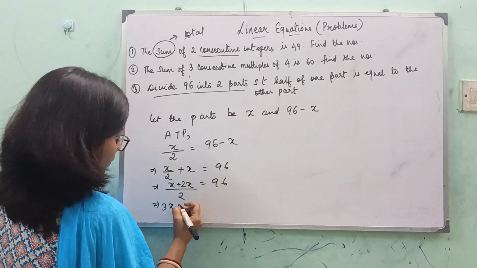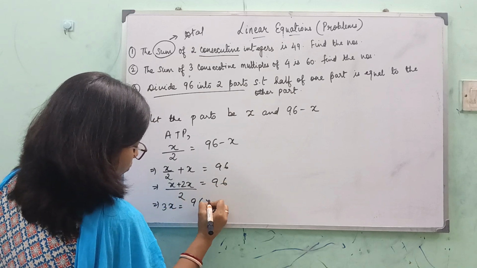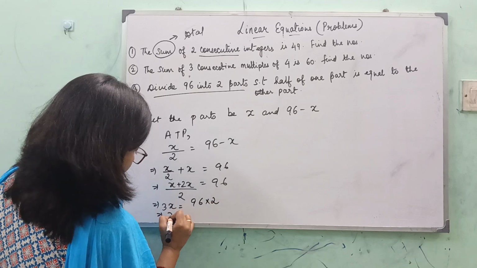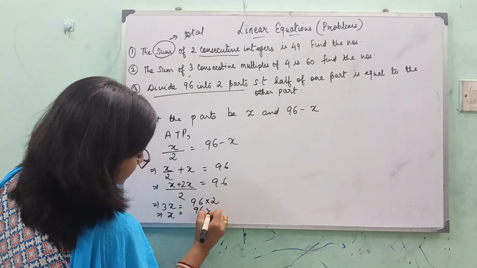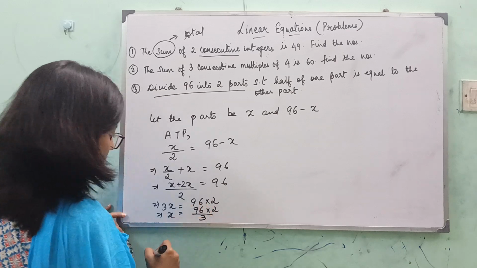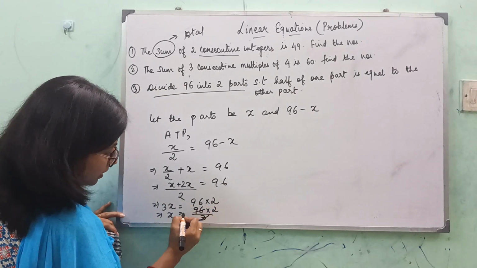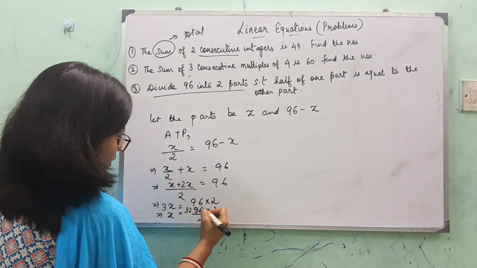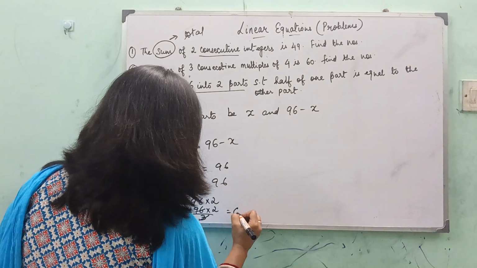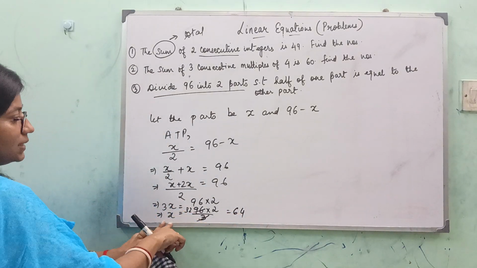X. Now this 2 will go over here. 96 into 2. Do not multiply right now. Cancellation will take place by 3, because this 3 is brought down here. This is 32. 32 into 2 is 64. So we have got x as 64.